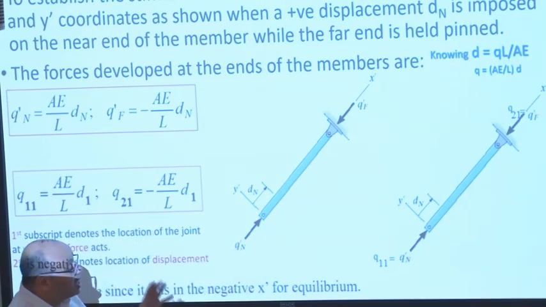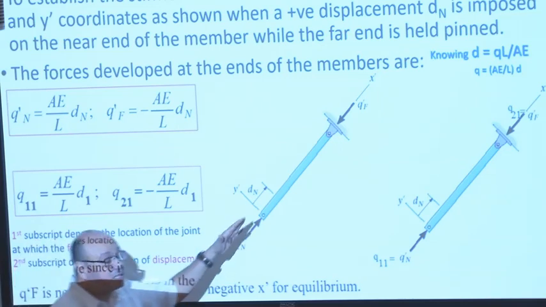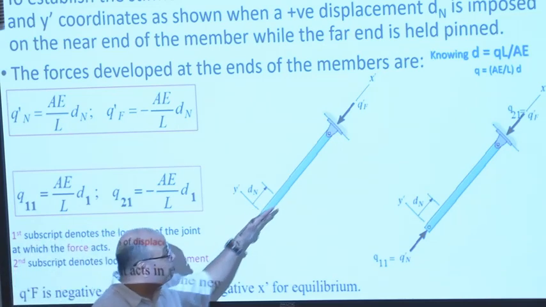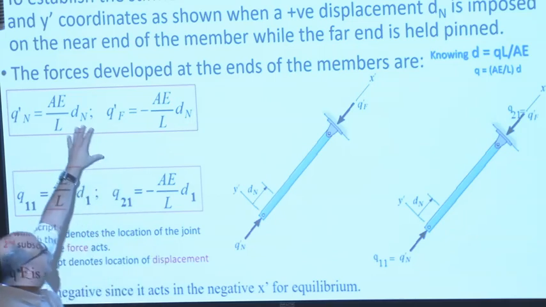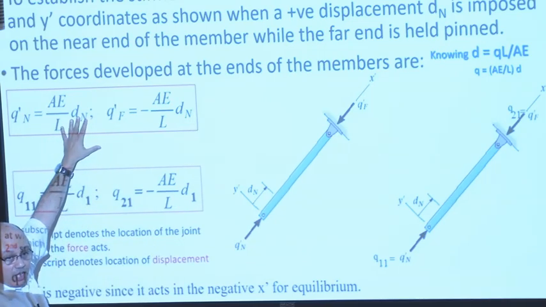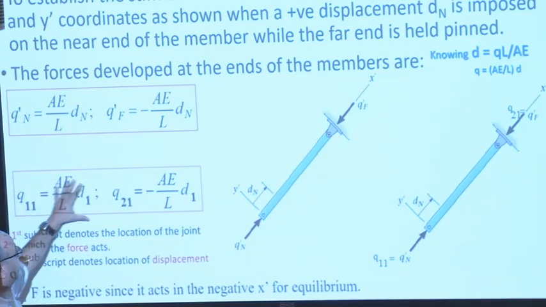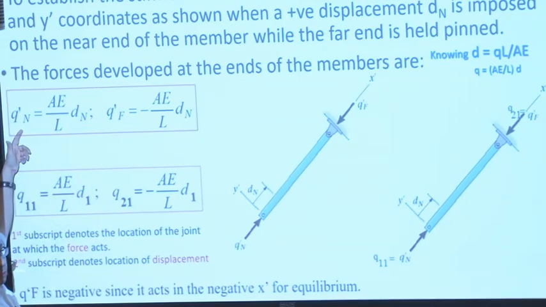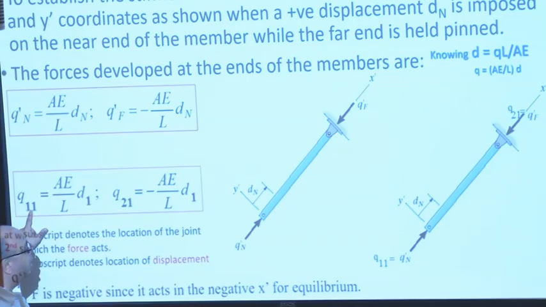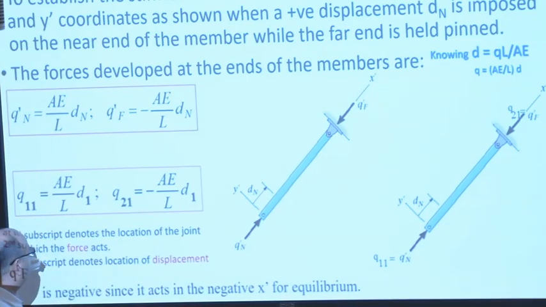So what we're doing now is trying to establish the stiffness matrix for that member along something called local axis, X prime and Y prime. It can be represented as such with that box here at the top, or it can be represented as the one here at the bottom. Either you say Qn prime, or you can say Q11 and Q21. And we are going to tell you what that means.